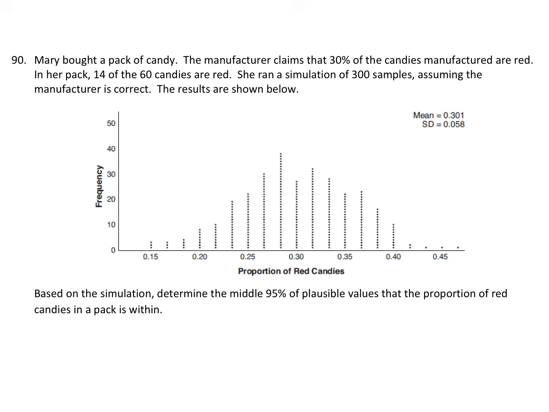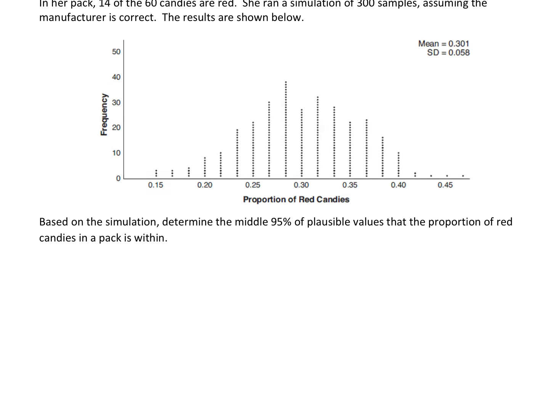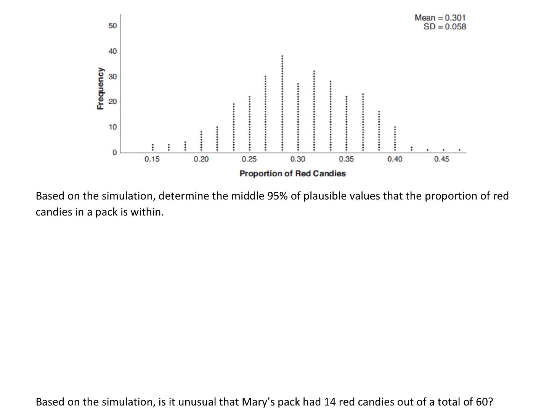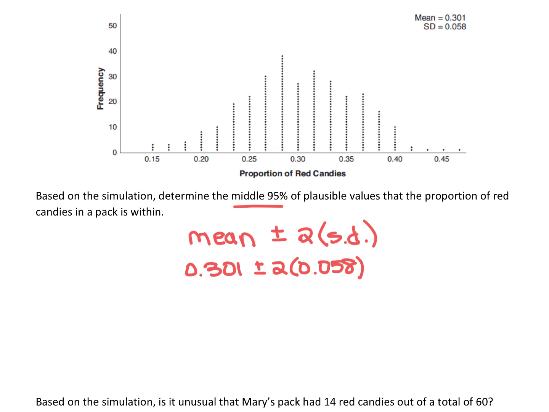Okay, so now it says, based on the simulation, determine the middle 95%, I'm just going to underline that, of plausible, which just means maybe possible or reasonable values that the proportion of red candies in a pack is within. Okay, so we know the formula for the middle 95% is just the mean plus and minus 2 standard deviations. And since they give that to us up here, we can just plug these values into our formula.